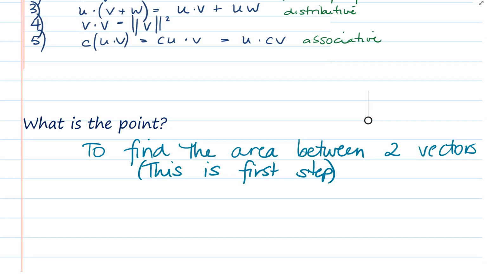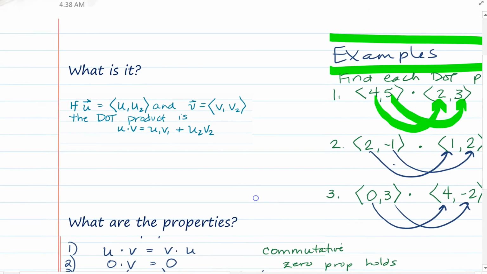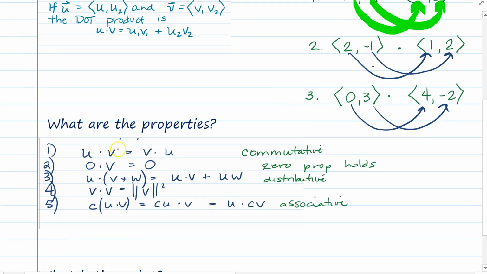So what is the point? Well, the point is to find the area between 2 vectors. And we haven't gotten there yet, but you have to be able to do this first. This should be fairly easy, I think, if you can just remember. Some of this gets tricky down here. And so I'll give you some different problems to kind of practice with, but that's it.